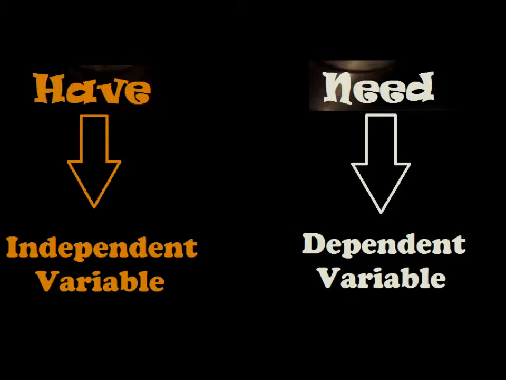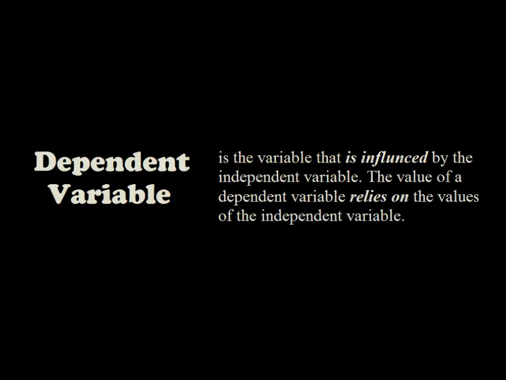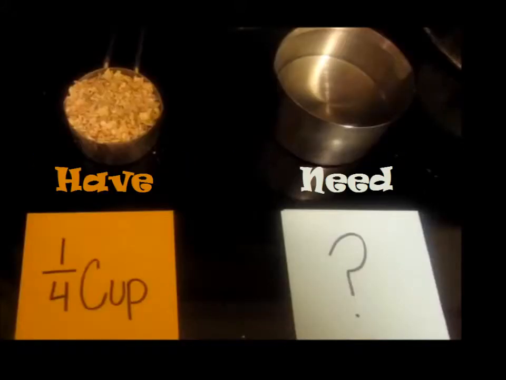In math and science, we classify what we have and what we need into 2 different categories. So we like to call them independent variables and dependent variables. An independent variable is the variable that is subject to choice, or one that is not influenced by another variable. The value of the dependent variable relies on the values of the independent variable. So again, how much oats I choose to eat determines how much water I need.